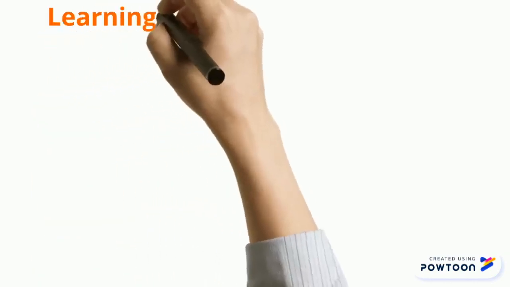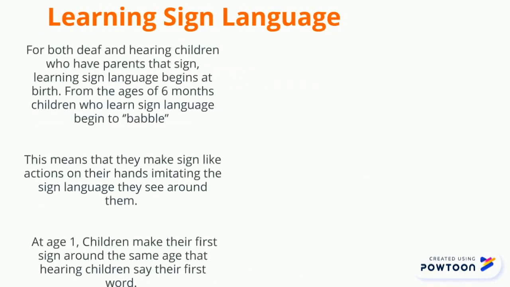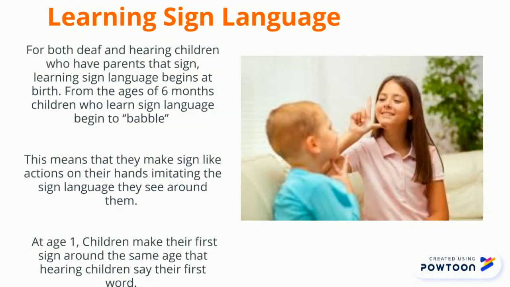For both deaf and hearing children who have parents that sign, learning sign language begins at birth. From the age of 6 months, children who learn sign language begin to babble. Babbling means that they make sign-like actions with their hands, imitating the sign language they see around them. At age 1, children make their first sign around the same age that hearing children say their first word.